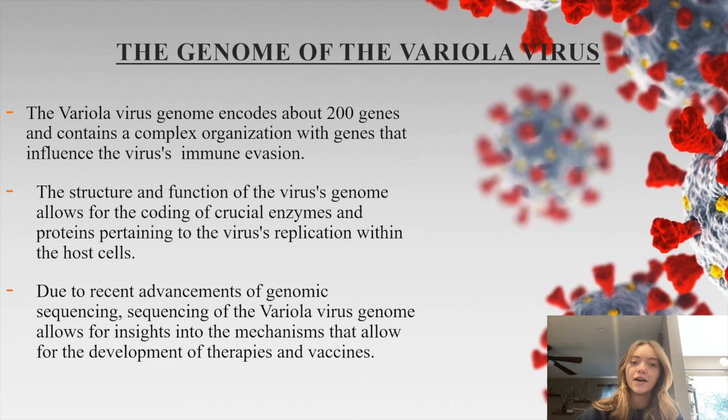So the variola virus genome encodes about 200 genes and contains a complex organization of these genes that influence the virus's ability to evade the human immune system. And so the structure and function of the genome of the virus allows for the coding of crucial enzymes as well as proteins pertaining to the virus's replication when inside the host cell.